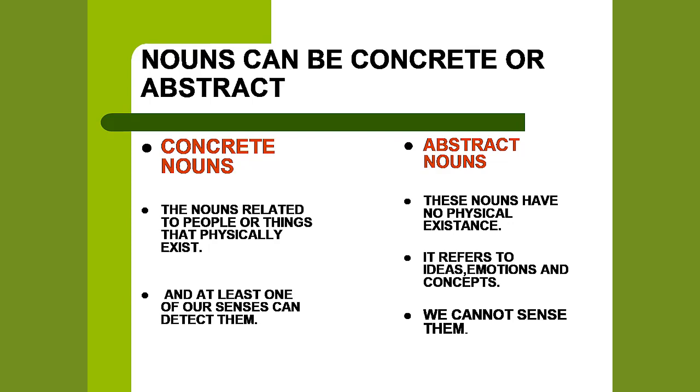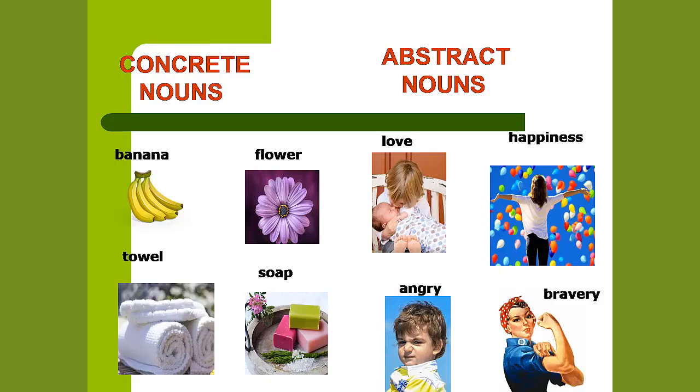Now you have some examples to clarify between these 2 nouns, like banana, flower, towel and soap. You can touch all these things and you can sense them. Like you can taste banana, you can smell flower, you can touch your towel and you can feel the soap and smell the soap. But abstract nouns like love, you can feel them but you can't touch the love.